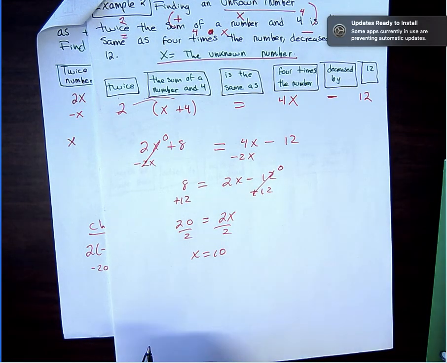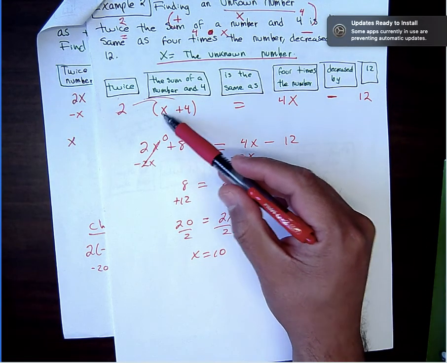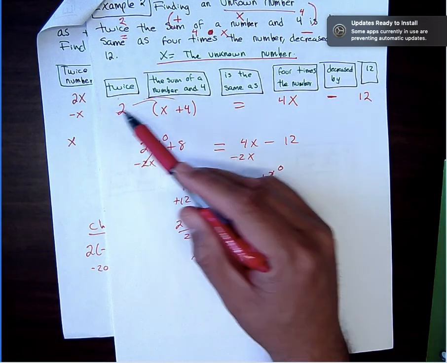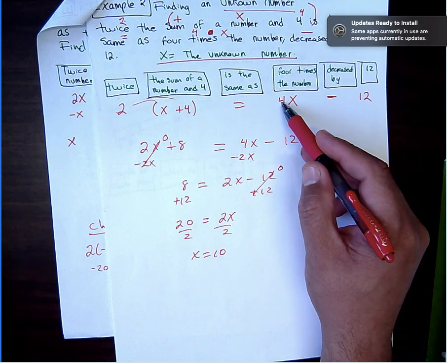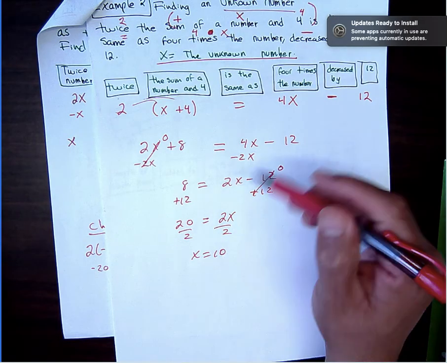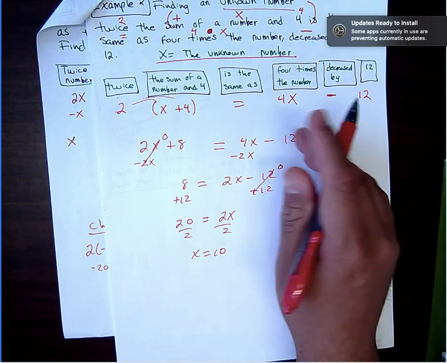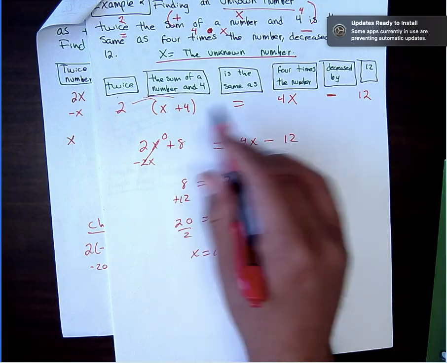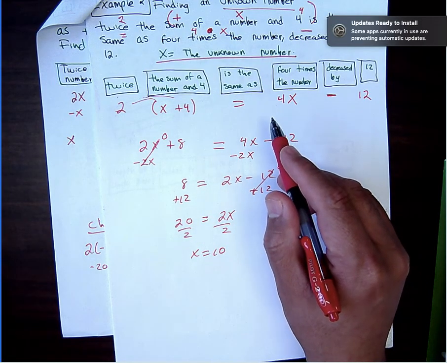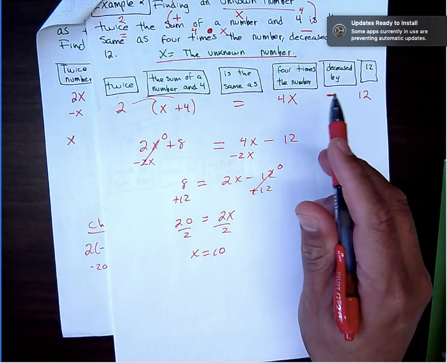And if you check, it does check. 10 plus 4 would be 14, times 2, 28. 4 times 10 would be 40, minus 12 would be 28. So it checks, the answer checks. Let's do example 3.